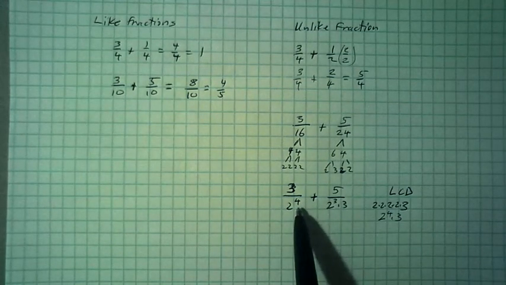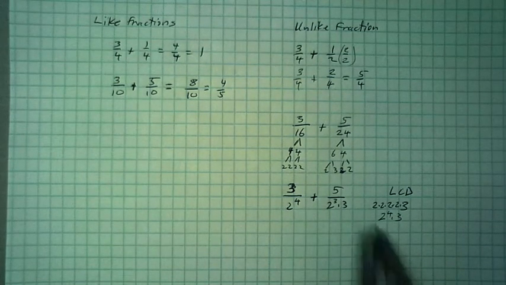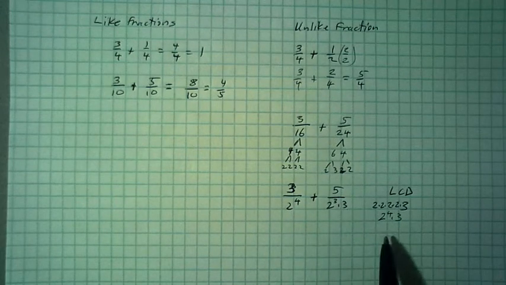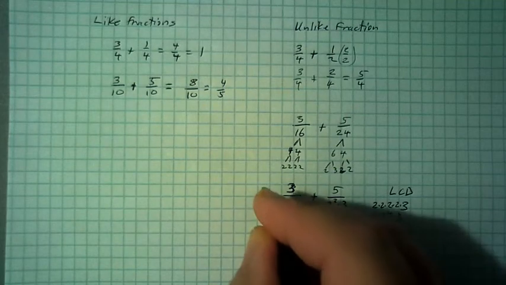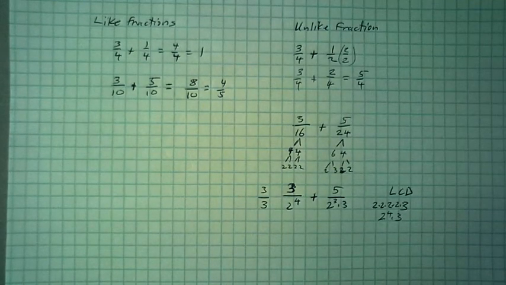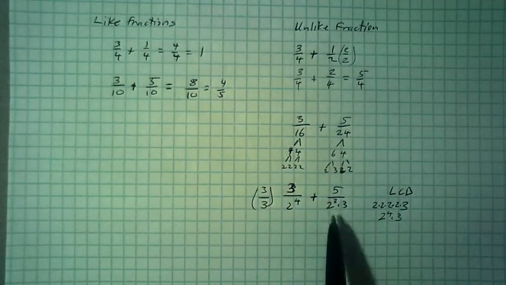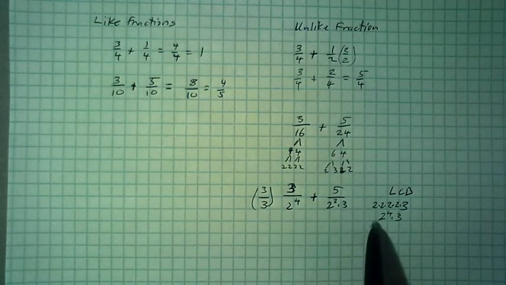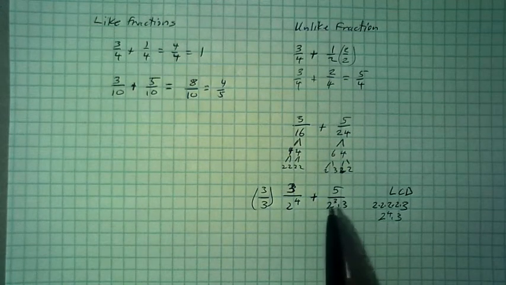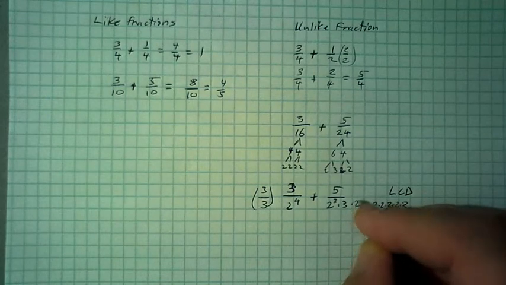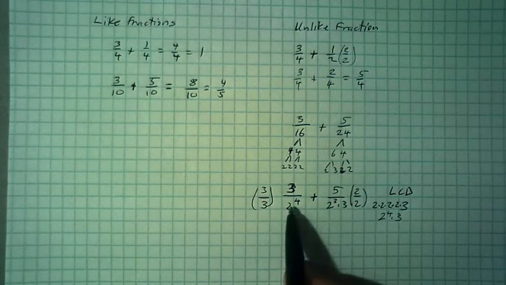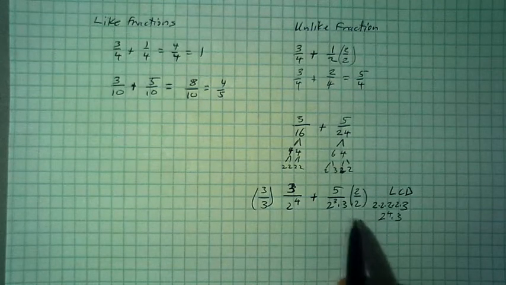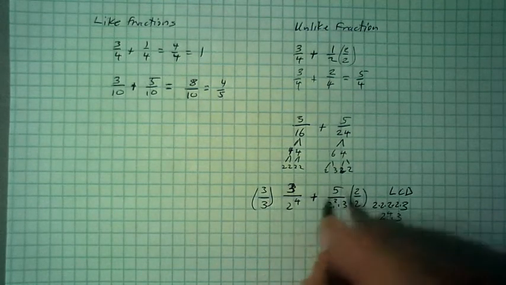So now I go back to my fractions and figure out what's missing. This is 2 to the 4th. I'm supposed to have 2 to the 4th times 3. So I have to multiply this fraction by 3, or 3 over 3. This one over here, 2 to the 3rd times 3. I'm supposed to have 2 to the 4th times 3. What I'm missing is that 4th 2. So this fraction gets multiplied by 2. And that way you cover your bases, and this will find you the least common denominator.